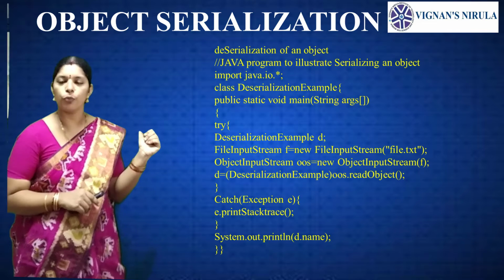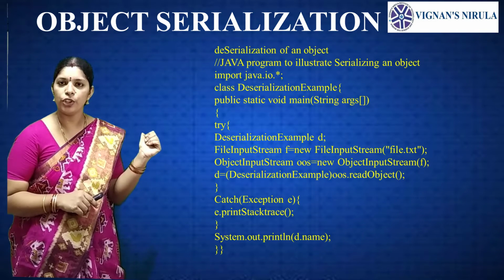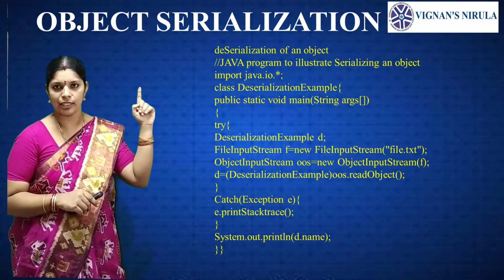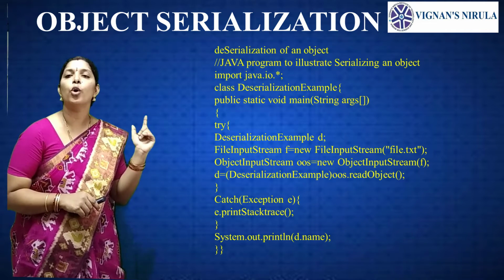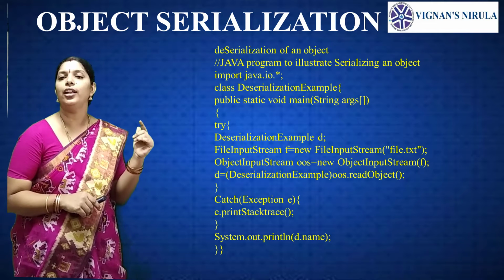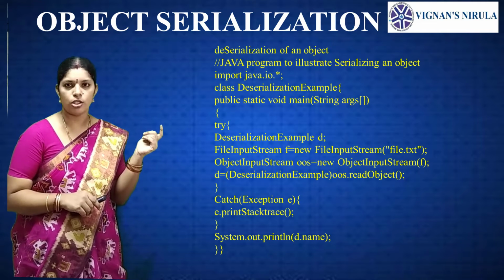What is the D here? We are declaring the variable for the deserialization example class. D equals deserialization example of the OS dot read object. We are reading the particular OS object.